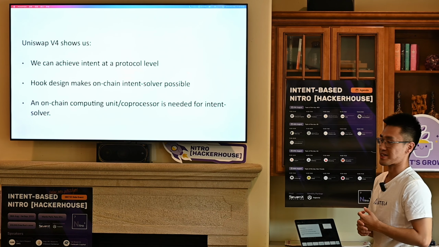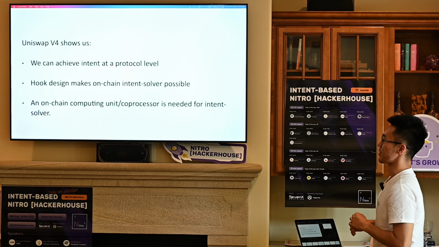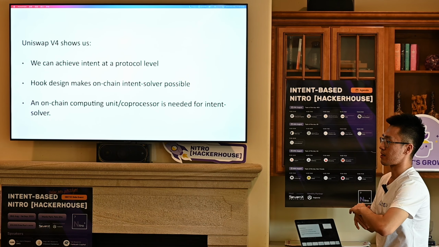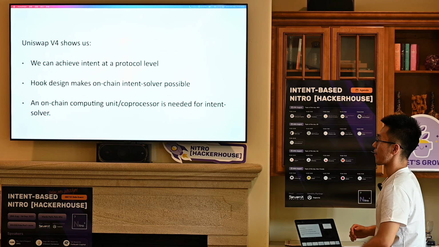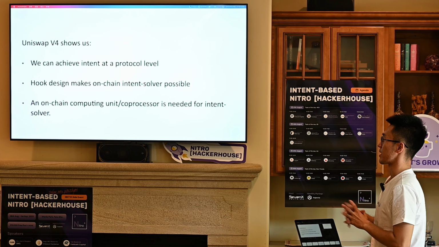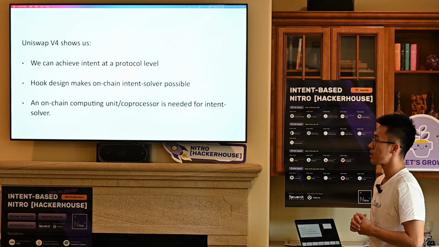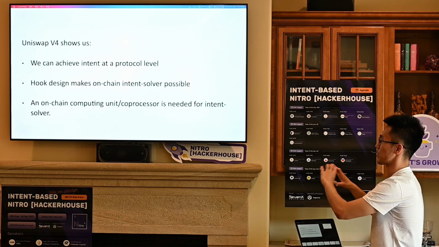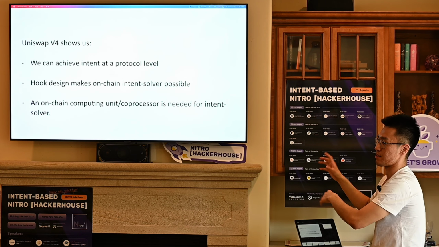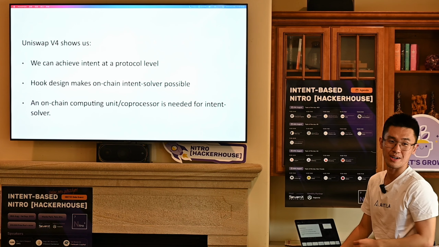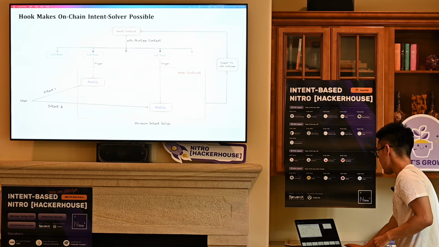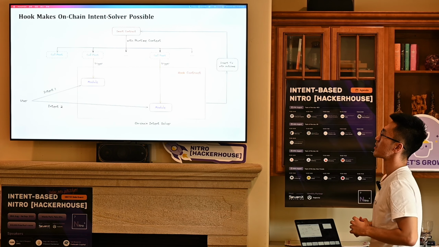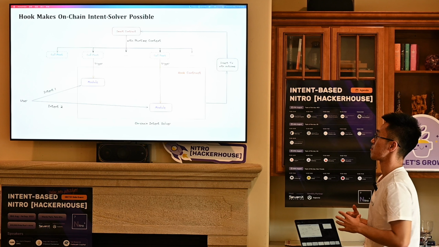What Uniswap V4 shows us is, first, we can achieve intent at the protocol level, not necessarily needing any third-party architecture, mempool, or anything. Second, the hook design actually makes an on-chain intent solver possible. And third, as we can see, for the hook contract we need an on-chain computing unit, or we can say a coprocessor with smart contracts, for this intent solver.